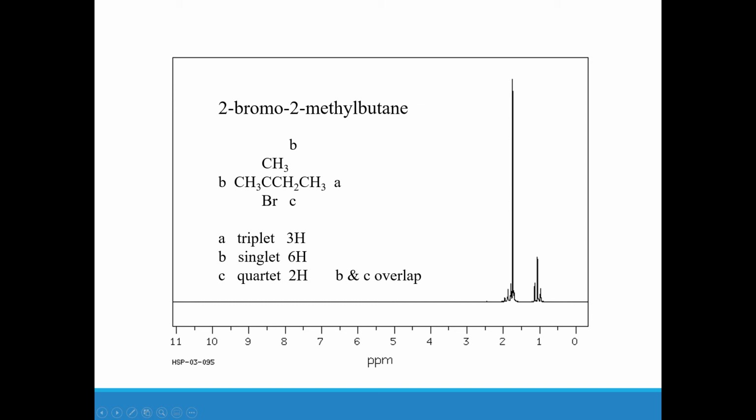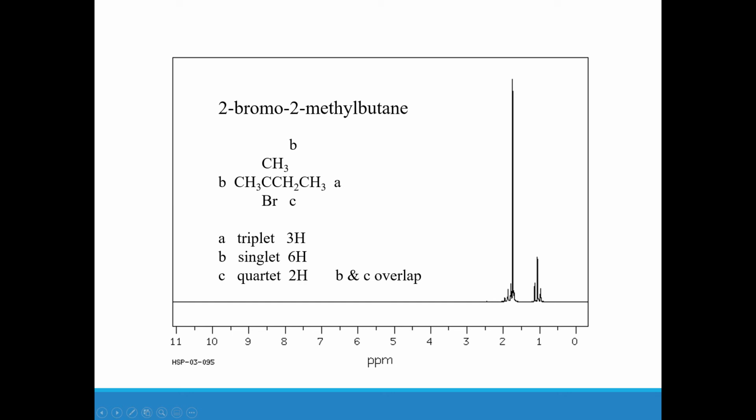All right, so what about 2-bromo-2-methylbutane? We can see that there are 3 different groups or different types of hydrogens. We have these 2 methyl groups that are close to the bromine. A CH2 that's about the same distance, but that is also bound to a CH3.